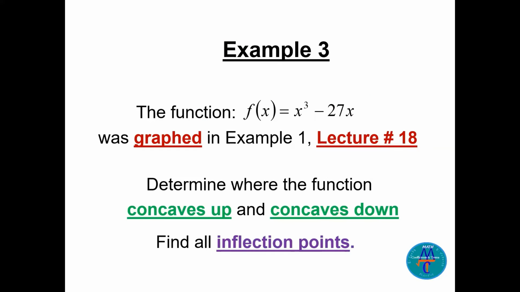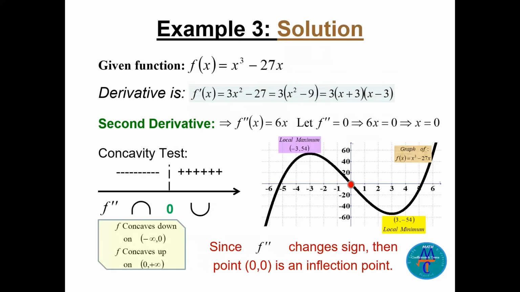Now this function, x cubed minus 27x, was graphed in example 1 of lecture 18. Let's add one more question. Determine where the function concaves up and concaves down and find all inflection points. You can go and check lecture 18, example 1. We graphed all this in detail, but now we can add more about concavity and inflection points.